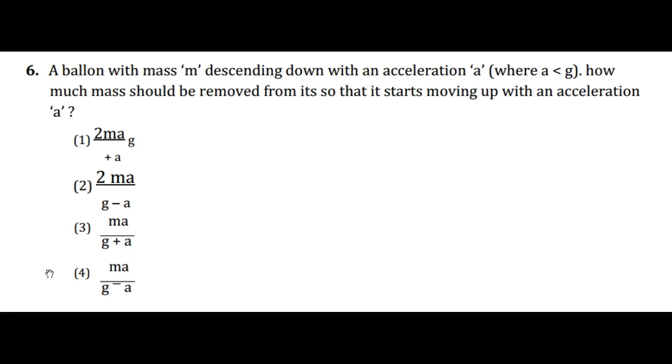Alright, so let's move on to our next question. It is written, a balloon with a mass m descending down with an acceleration a. Here it is given that a is less than g. How much mass should be removed from it so that it starts moving up with an acceleration a? Initially it was going down. Now we have to remove some mass so that it goes up with the same acceleration. These are the four options given, so we have to calculate how much mass should be removed.